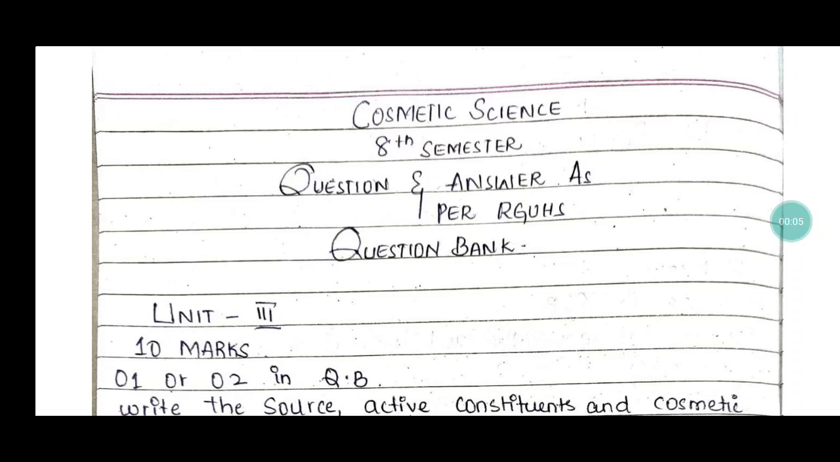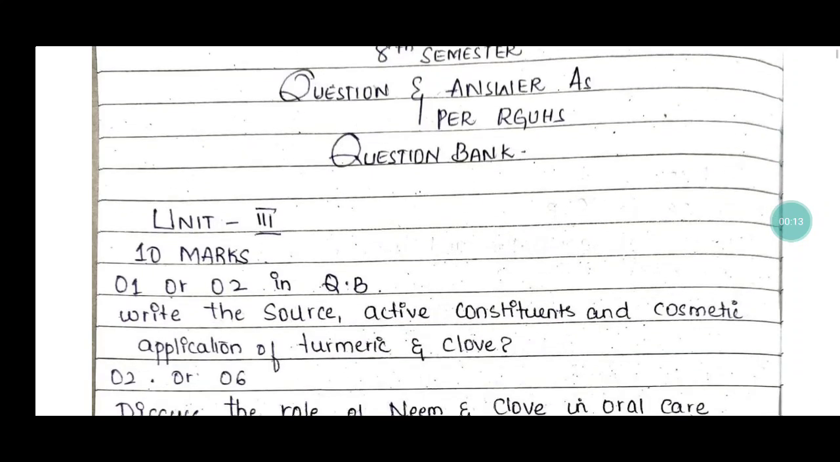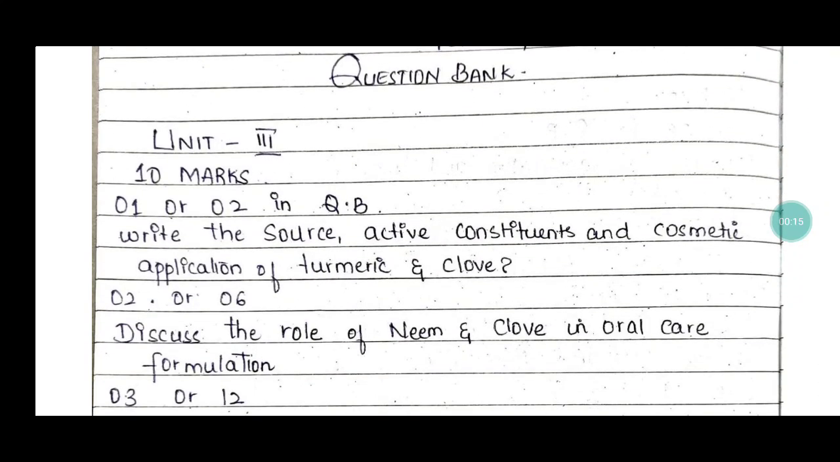So today I'm going to give you the third unit of Cosmetic Science 8th semester question and answers as per the RGUHS question bank. So this is the third unit which I'm going to give you. These are the 10 marks questions, question number 1 or question number 2 in the question bank. The question which I was explaining, that is question number 2: write the source, active constituents and cosmetic application of turmeric and clove.